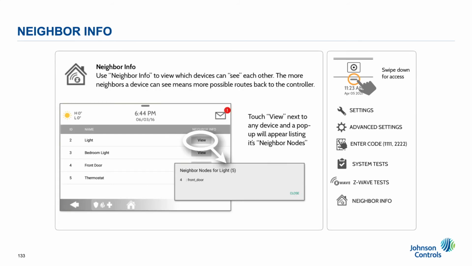Neighbor info. This tool is used after Rediscover network and shows you the overlap in the network. The more neighbor nodes, the better the network will be. Having more neighbors creates more possible routes back to the panel.